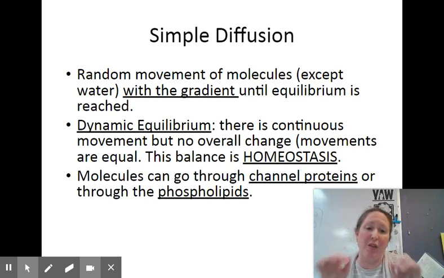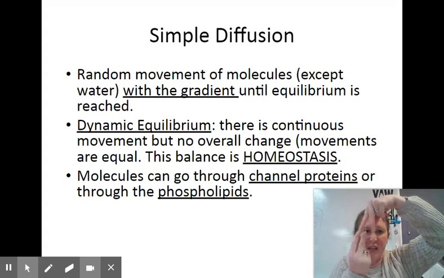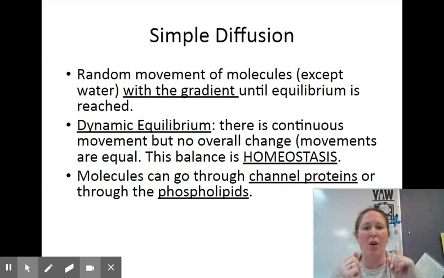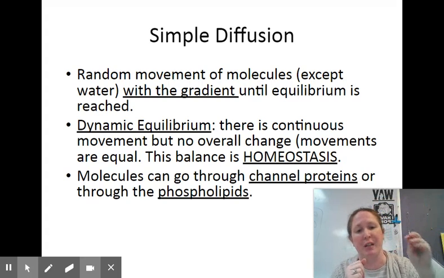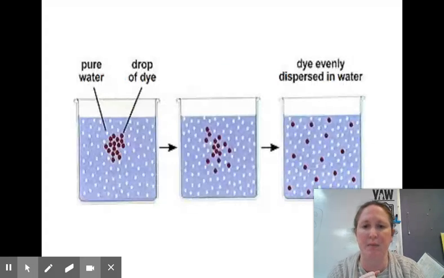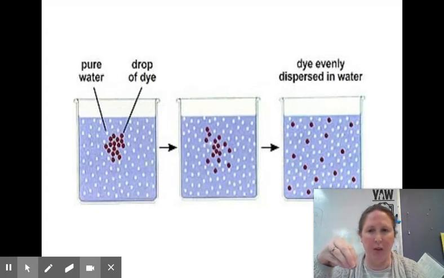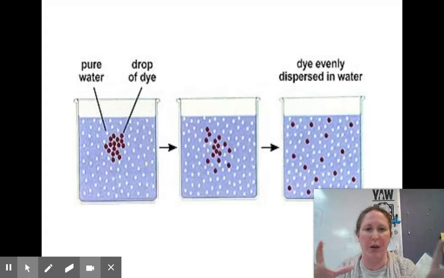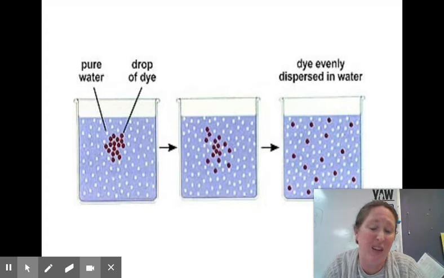And molecules are either going to push their way through the phospholipid bilayer, or they're going to go through a channel protein. They're just going to slide through that tunnel. Again, this is what I was talking about. When you put food coloring in a container of water, it spreads out until it's all evenly spread out. And that's diffusion.